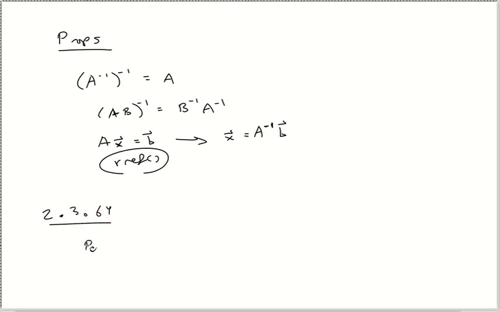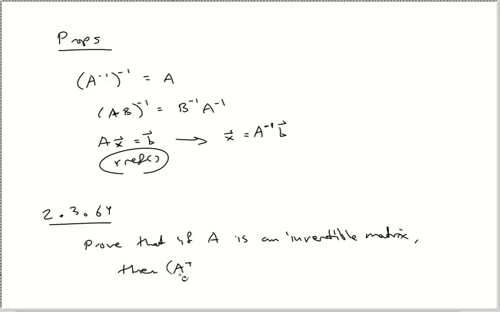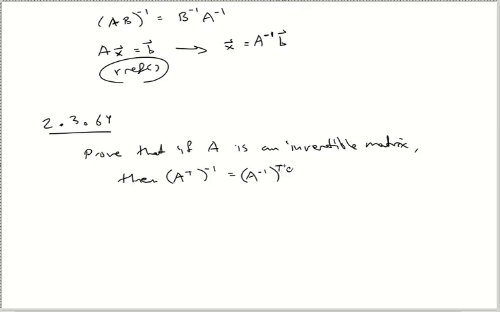2,364. So prove that if A is an invertible matrix, then A transpose inverse is equal to A inverse transpose. Huh? So this is an interesting little proof here.